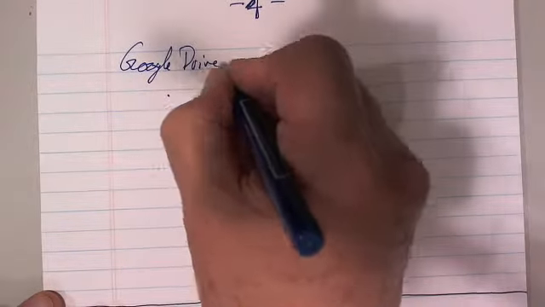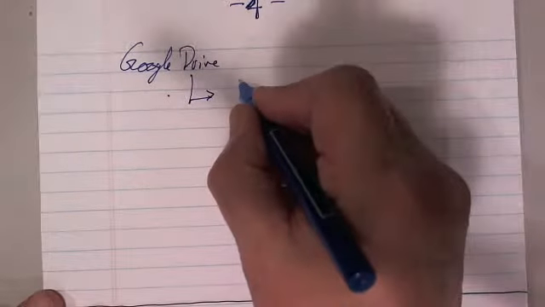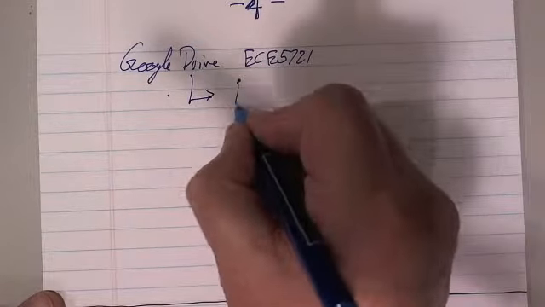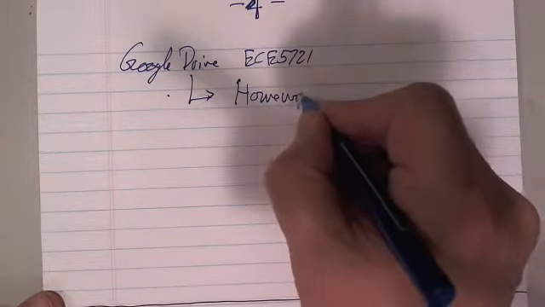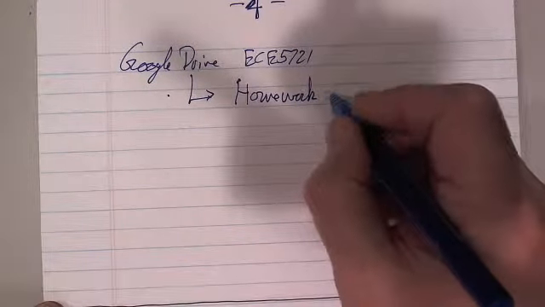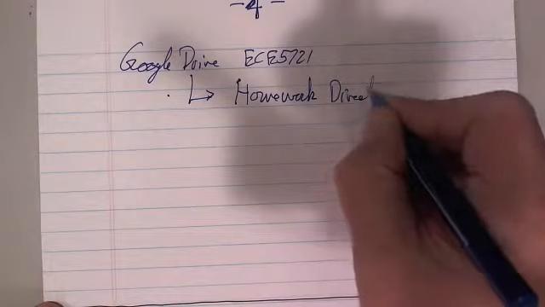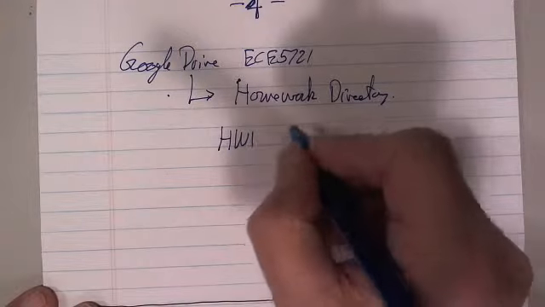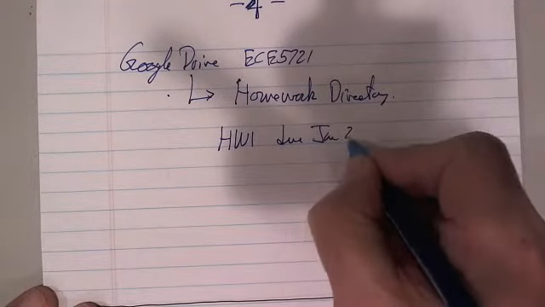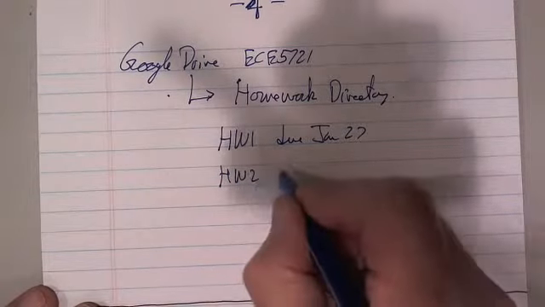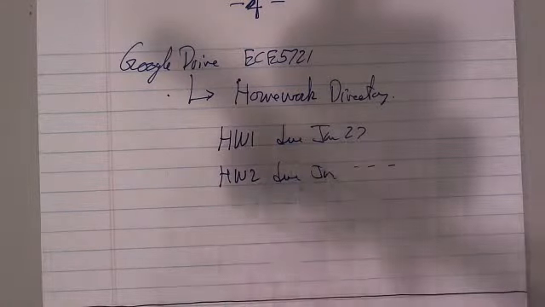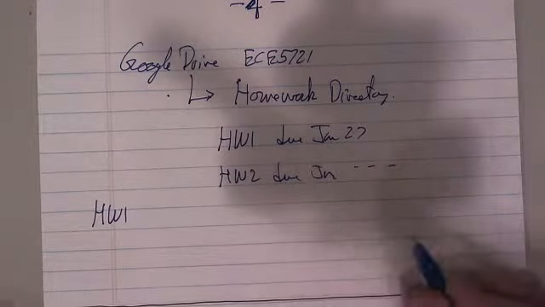Google Drive has a directory called Google Drive ECE 5721, and it's called Homework, not surprising. And it's in its own directory. I will always number them like this: Homework 1, and then I'll put due January 27th. Homework 2, due January, whatever it is, so that you can always tell which assignment it was and when it was due. So homework 1 is going to have a problem.